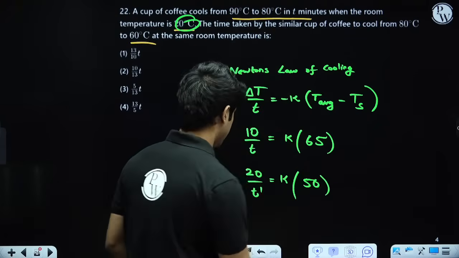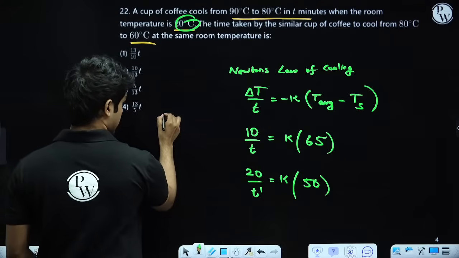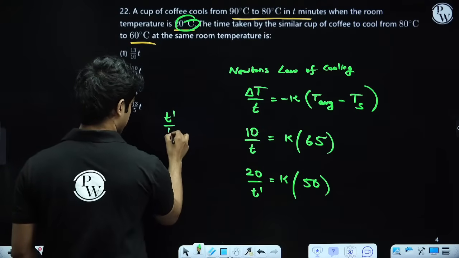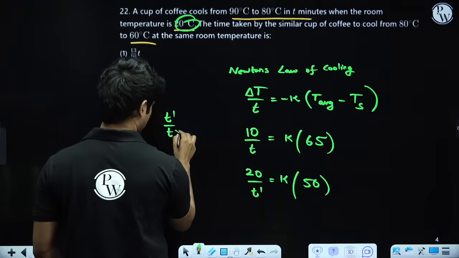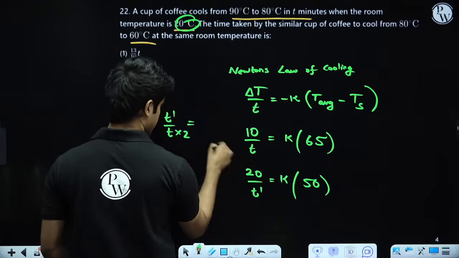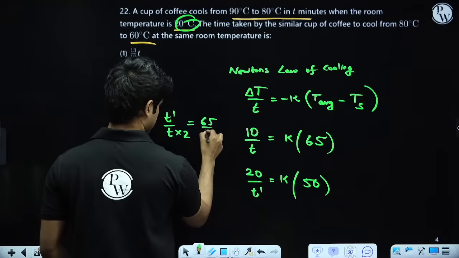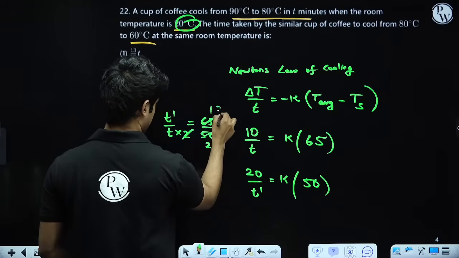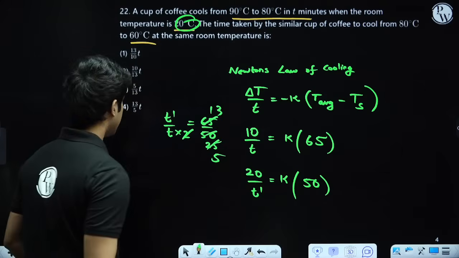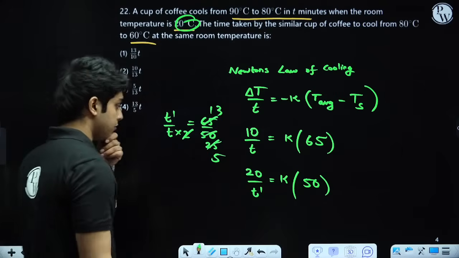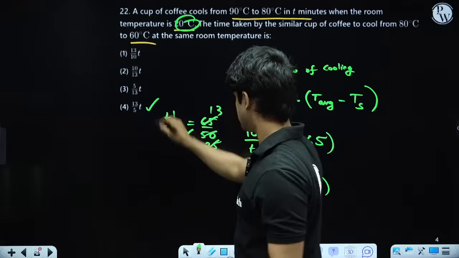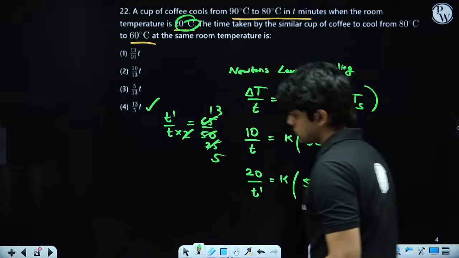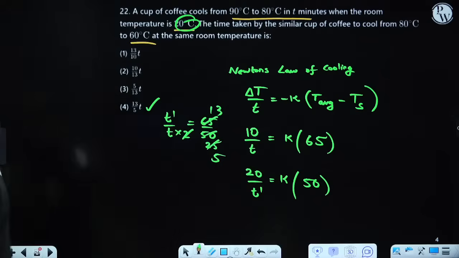And now we'll just divide them, right? So we'll get T dash divided by T into 2 is equal to 65 by 50. This is 25, 13 and 5. So T dash is 13 T divided by 5. Fourth option. Okay. So the average form of Newton's law of cooling.